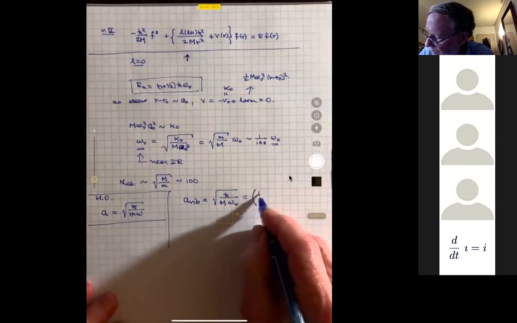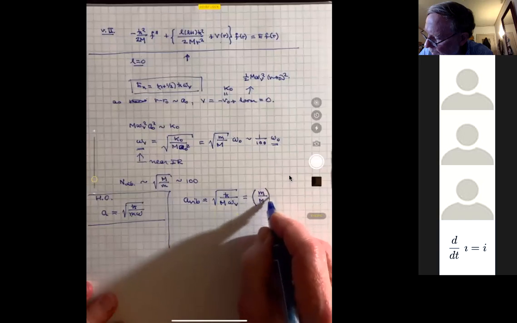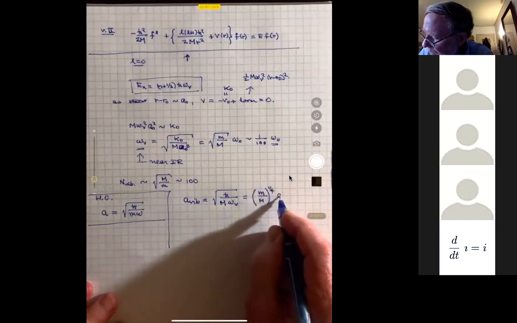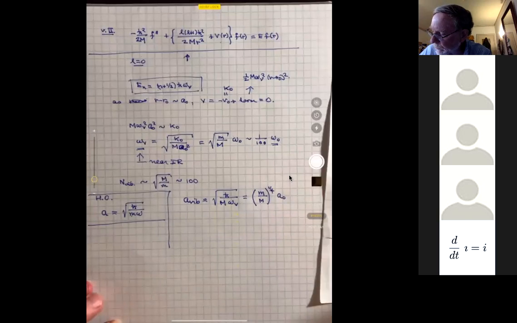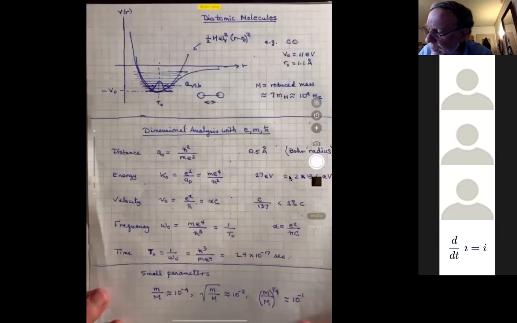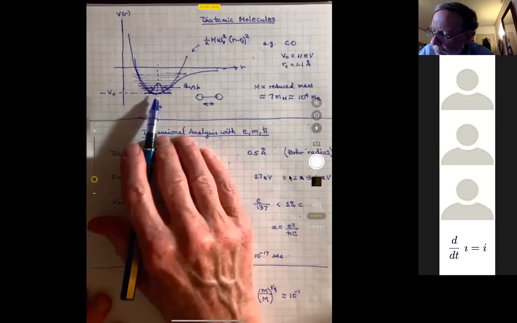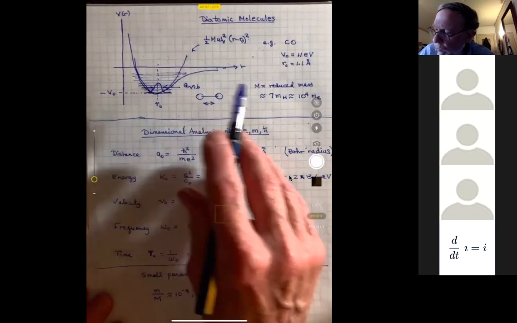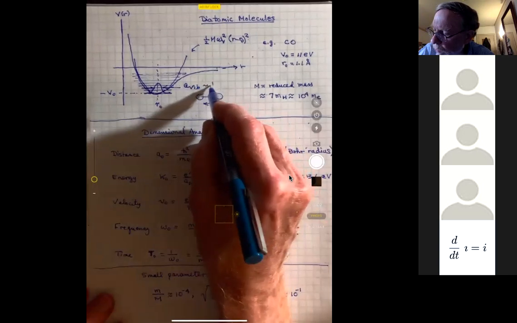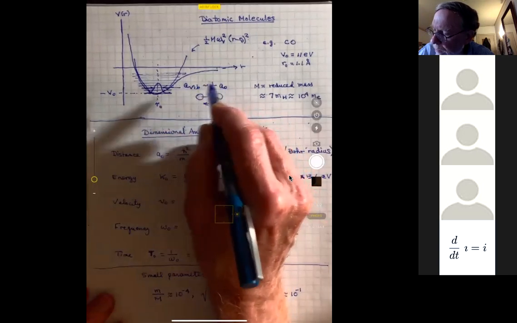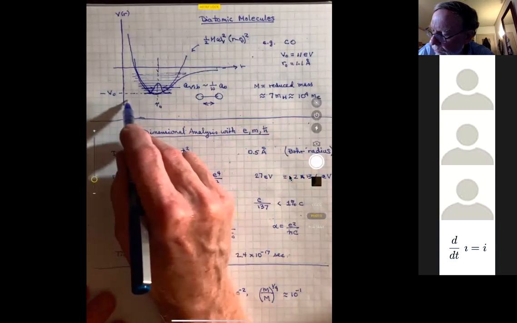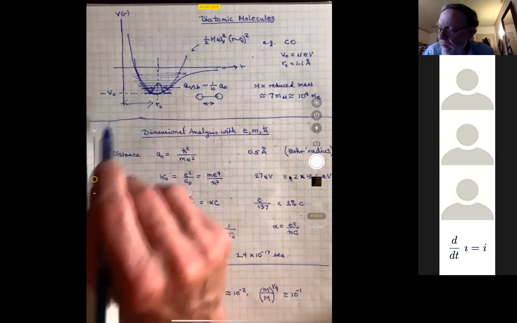What you'll find is you get the mass ratio, small m over big M, to the 1/4 power times A naught, which is the Bohr radius. So we get as an estimate for our diatomic molecule that the vibrational ground state wave function is something like m over M to the 1/4 power, which is like 1/10. This is like 1/10 of A naught. It's basically 1/10 of the bond length, if you estimate R0 as being A naught.